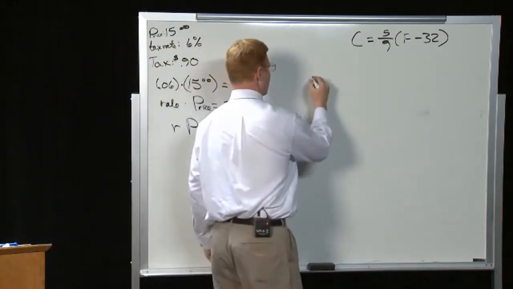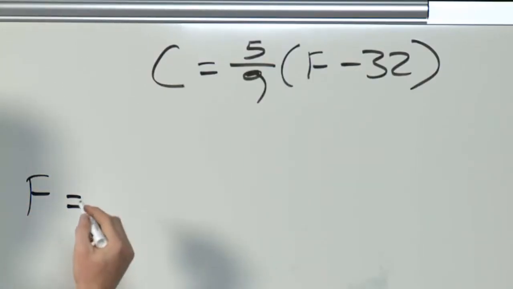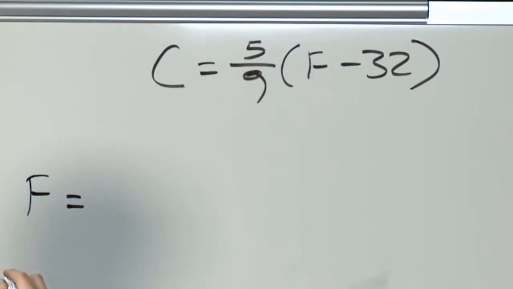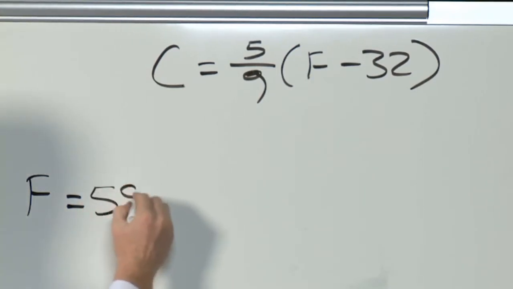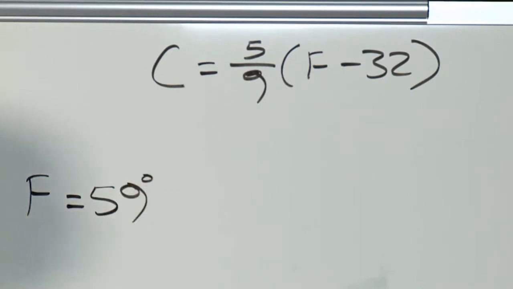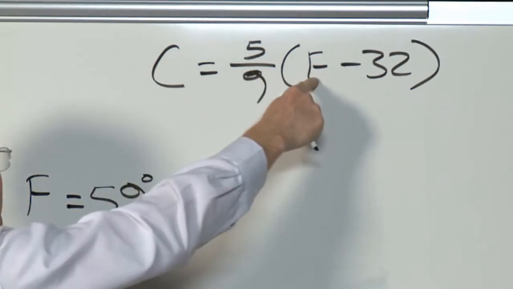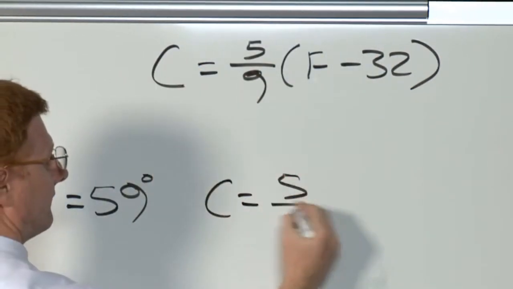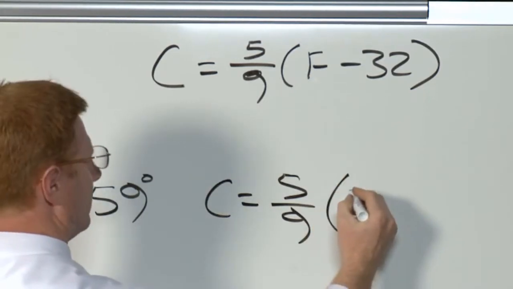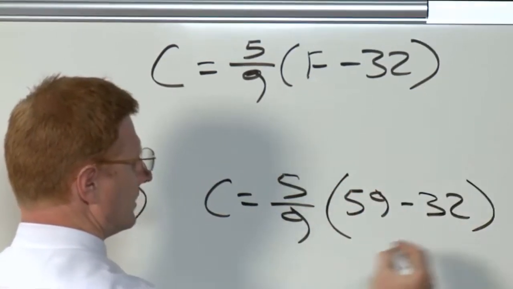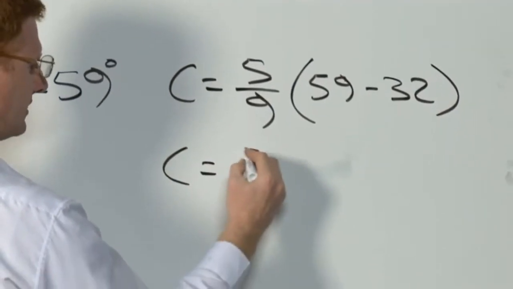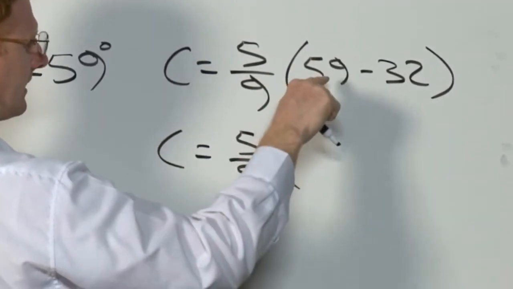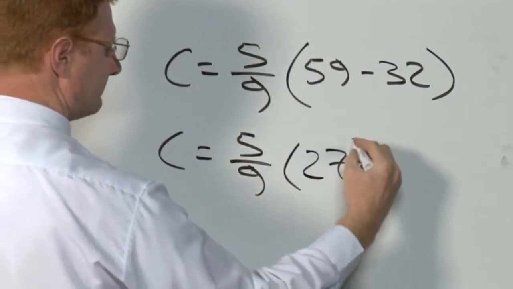So if somebody says, okay, the Fahrenheit is, let's do 59. Fahrenheit is 59 degrees. Tell me what the Celsius is that corresponds to that. All you have to do is take this 59, put it in where that F is, and it will tell you exactly what the Celsius is. Show you how nice that is. 5/9 of 59 minus 32. So we get Celsius would be 5/9 of 59 minus 32 is 27.